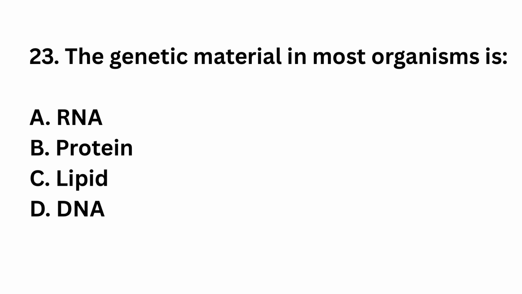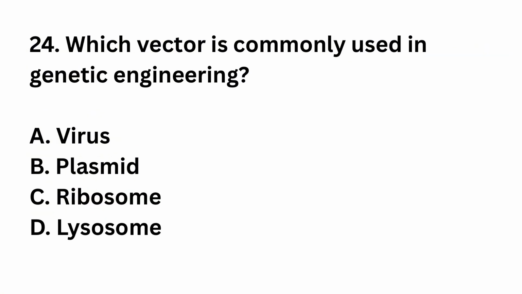Question number 23. The genetic material in most organisms is RNA, protein, lipid, DNA. The right answer is option D, DNA. DNA stores hereditary information.